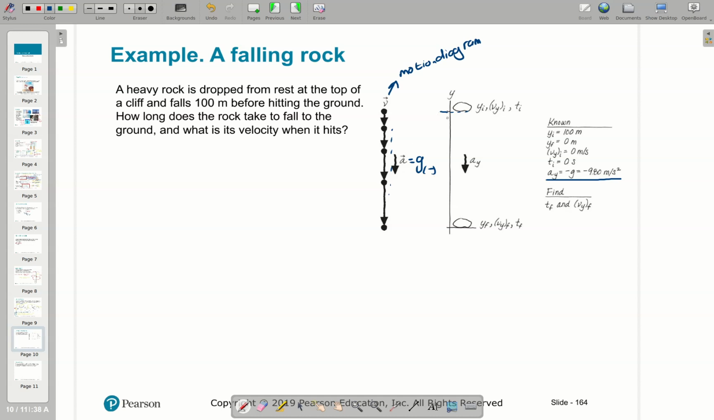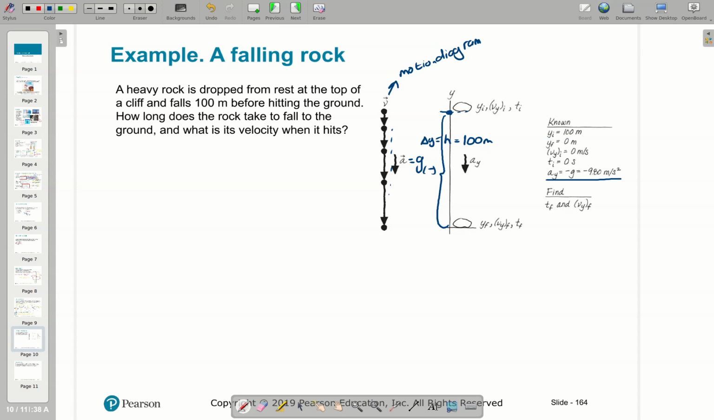So the height, I'm going to call the distance between the initial and final. That would be delta y, but we often call it height. So I'm going to call it height, 100 meters. How long does the rock take to fall to the ground? And what is its velocity when it hits?